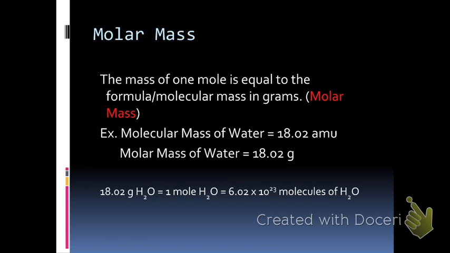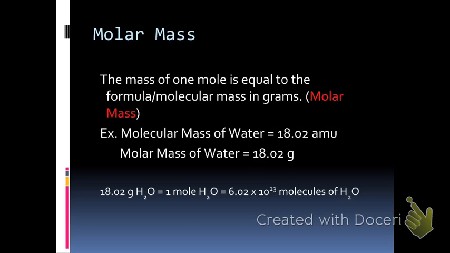All right, now that we deal with moles, we're not going to worry about formula mass but molar mass, meaning 1 mole is equal to this mass. It's equal to the formula or molecular mass in grams. So instead of in AMU, it's going to be in grams. For example, the molecular mass of water is 18.02 AMU, as we did already. Therefore, the molar mass, or the mass of 1 mole of water, is 18.02 grams.